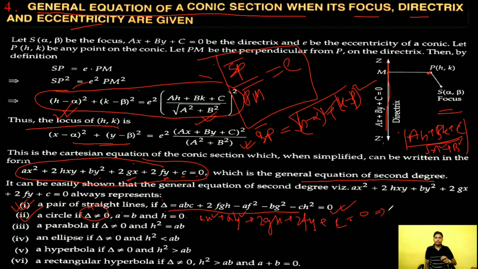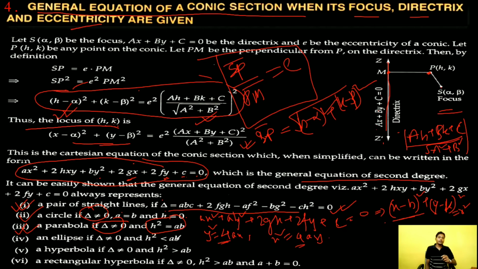This is equal to (x minus h) square plus (y minus k) square is equal to r square. This is our general formula of circle. Now for parabola, delta is not equal to 0, h square is equal to ab, and the parabola equation we will have is y square is equal to 4ax or x square is equal to 4ay. This is the standard equation of parabola.